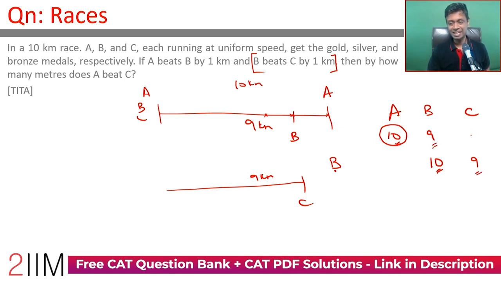When B does 9 kilometers, C will do 9 into 9 by 10, which is 8.1. When A does 10 kilometers, C does 8.1 kilometers, or C lags behind by 1.9 kilometers. Remember, we need to give the answer in meters. This is 1900 meters. So the answer is 1900.